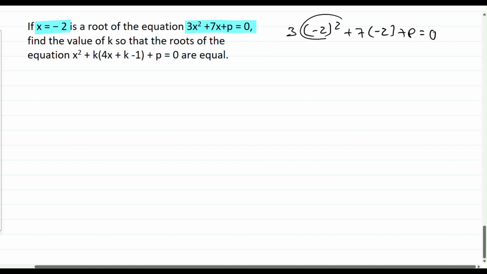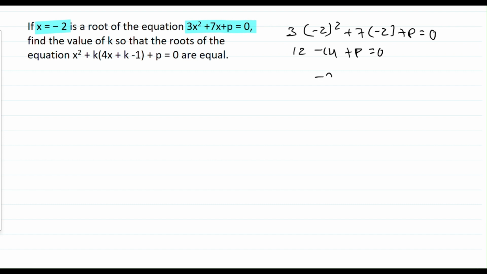Now let's simplify. This is how much? Negative 2 whole square is positive 4. 4 into 3 is 12. So this is 12 plus 7 into -2, which is -14. 12 minus 14 plus p equals 0. This will give you negative 2 plus p equals 0. On transposing -2 to the other side, we got the value of p, p equals 2. As I said, we are going to replace p in this equation with 2.